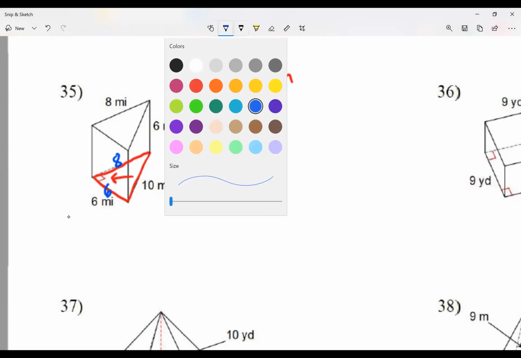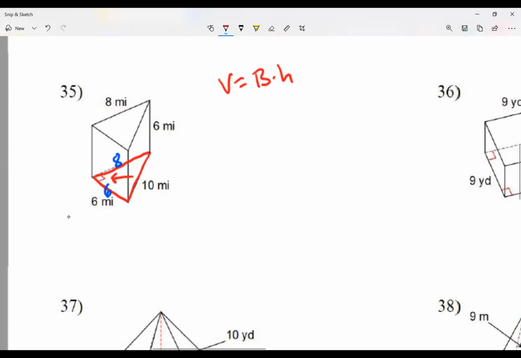So I remember for triangles, I'm going to go 6 times 8. So I have to multiply those out. 6 times 8, but because it's a triangle, let's divide it by 2. 6 times 8 gives me a rectangle, so let's divide it by 2 because it's a triangle. All of that is the area of the base. The height is the number that has nothing to do with my triangle. In this case, 6. Don't think that you have to use every number.